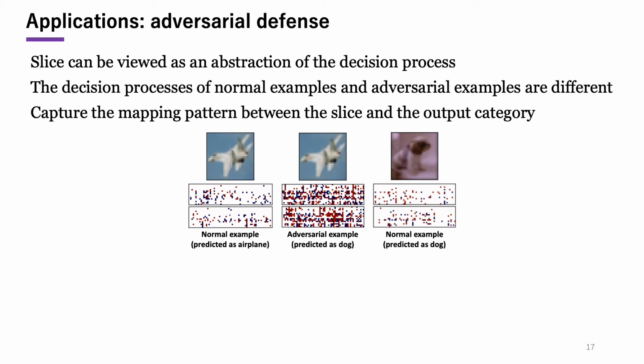We use NNSlicer to detect adversarial samples. Our insight is that the slice can be viewed as an abstraction of the decision process, and the decision process between normal samples and adversarial samples is different. Thus, by learning from slices of normal examples, we can understand the normal decision process of the DNN. For a new input, if its slice is different from the normal slice, it is very likely an adversarial input.